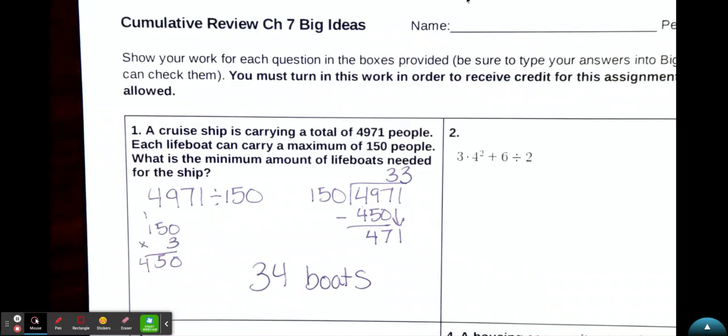Anybody know of a ship that didn't have enough lifeboats? Yep. The Titanic. Say it so positively. Yay! Huh? Well, a lot of people survived. Okay, refocus.